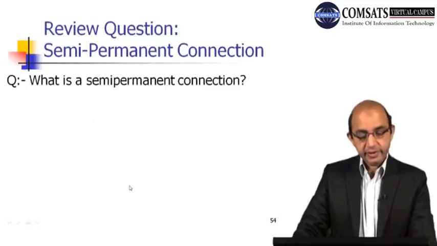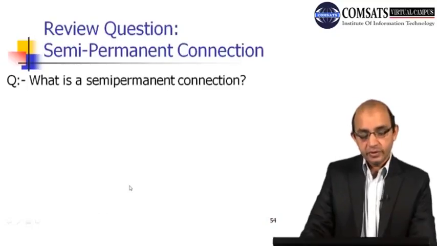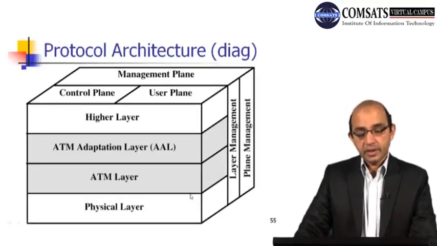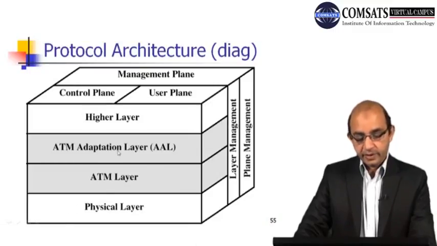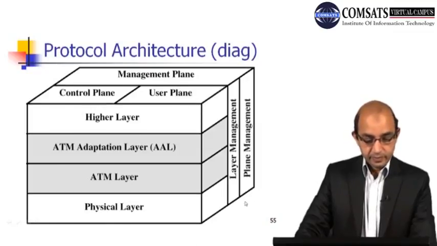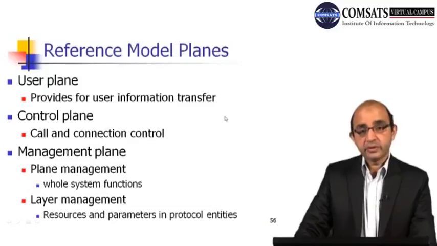So semi-permanent connection. In order to answer that question we have to go back to the ATM, that is, asynchronous transfer mode. Here we have the protocol architecture of ATM. You can see the physical layer, the ATM layer, the adaptation layer, and then we have the management plane, control plane, and user plane, right? Here we have some details about those different planes.